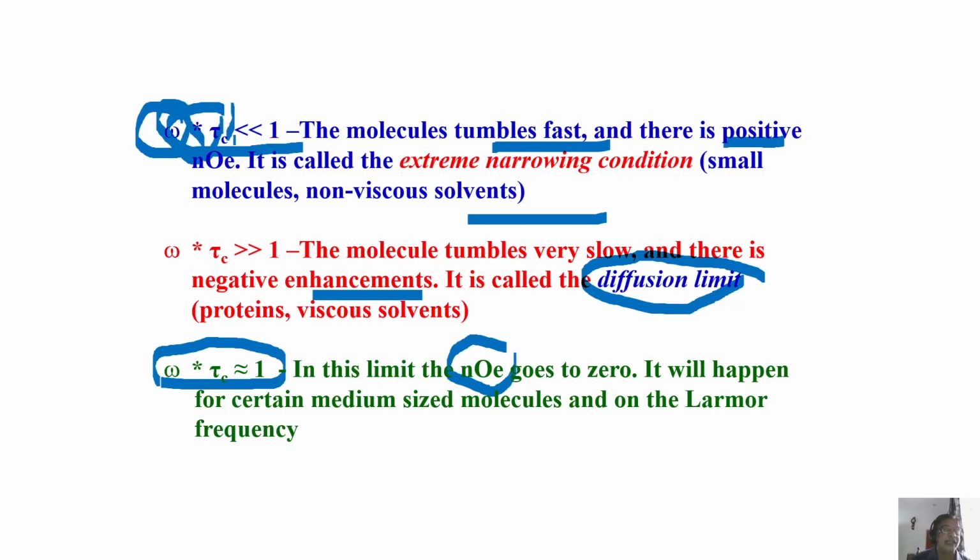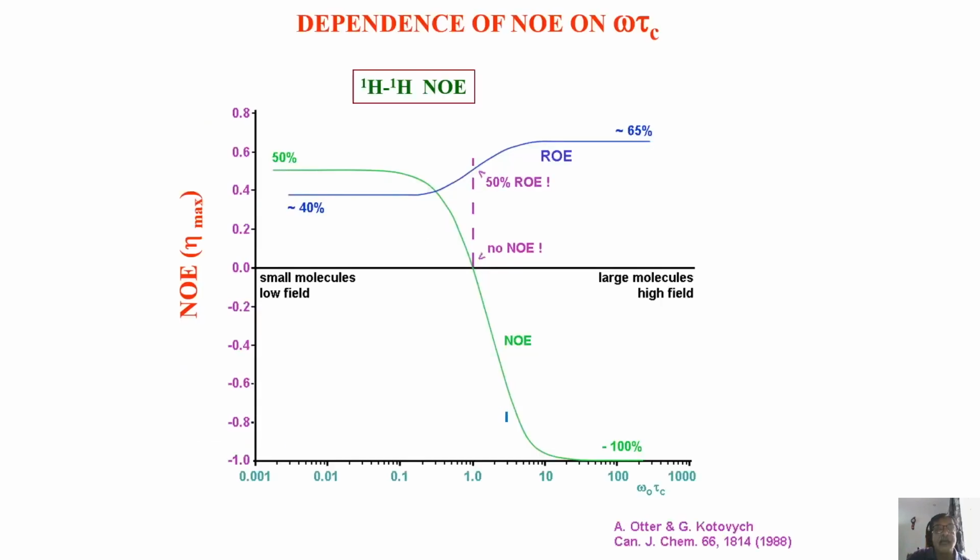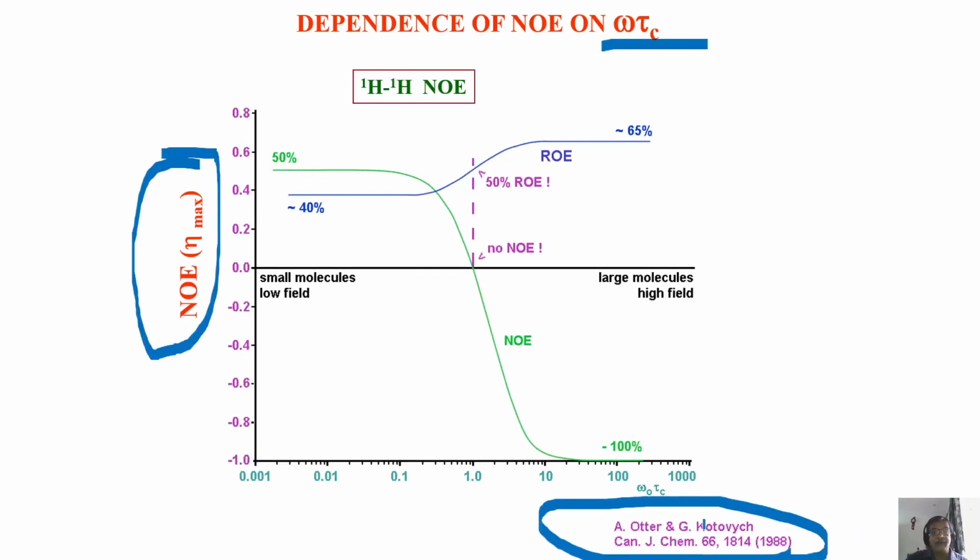That depends upon, again, molecular motions, tau c. So now taking tau c and omega both into account, we know whether molecules give positive NOE, negative NOE, or 0. And this is the dependence of NOE on the factor omega tau c. In this case, NOE is the measured NOE. This is taken from this journal, this paper.